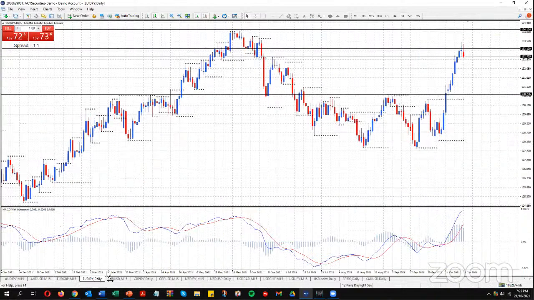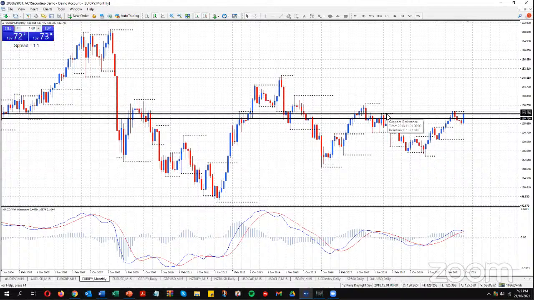All right, Euro Yen. Discuss this area. This is the daily chart. Getting these levels from the monthly chart. Monthly high at 133.12. Further up, 134.124.